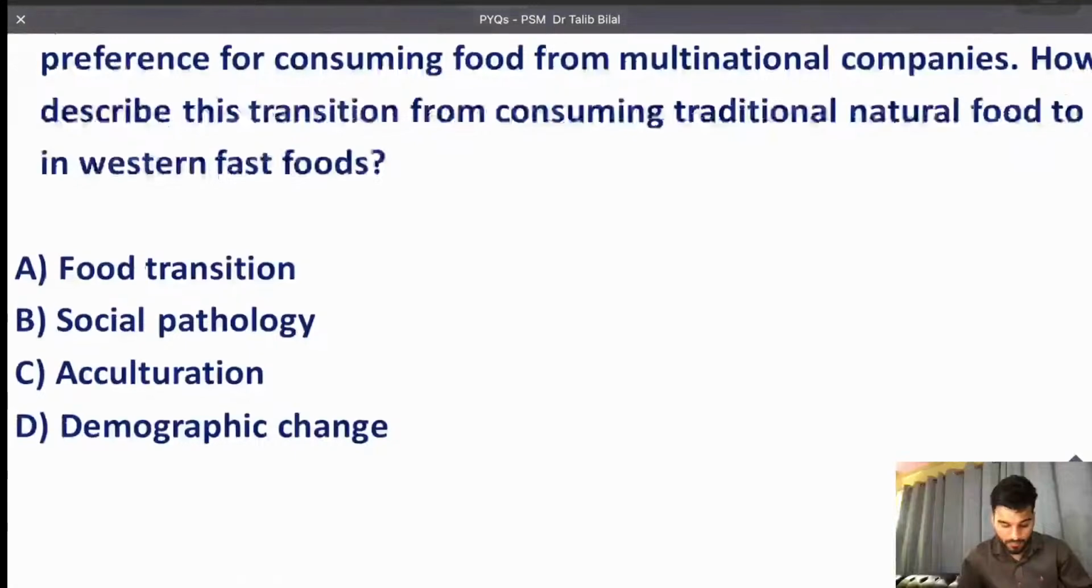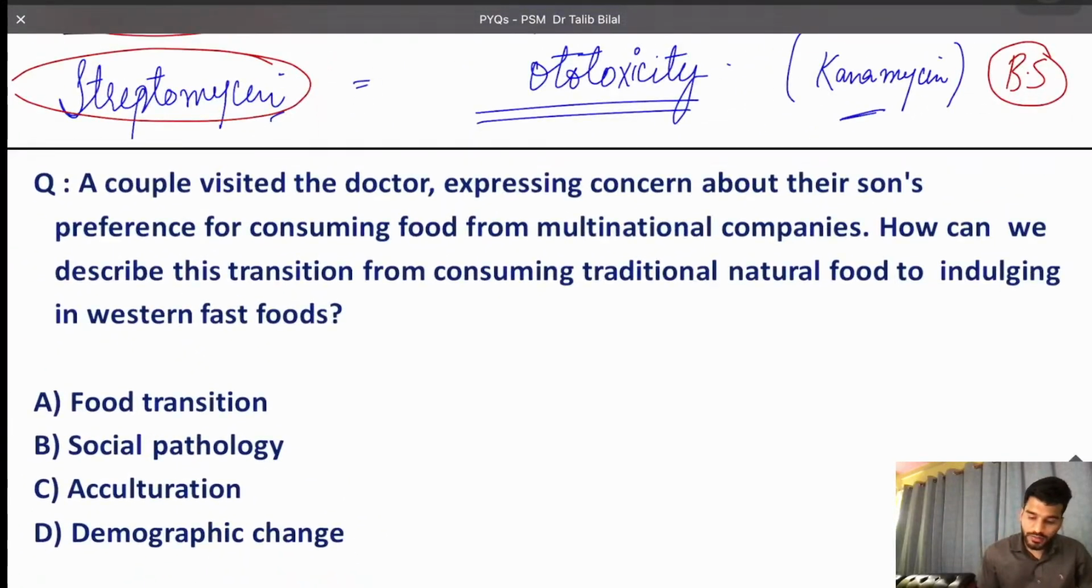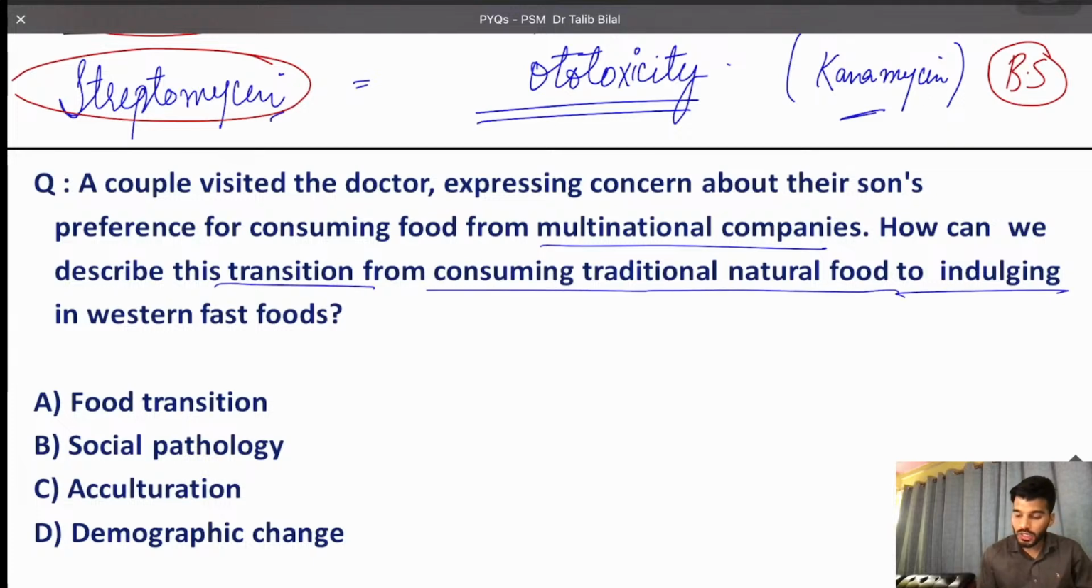Chalo. A couple visited the doctor expressing concern about their son's preference for consuming food from multinational companies. How can we describe the transition from consuming traditional natural food to indulging in Western fast foods? By mixing the culture of Westernism into the Indian culture, what will this be called? It will be called acculturation. Adapting the other culture is called acculturation.